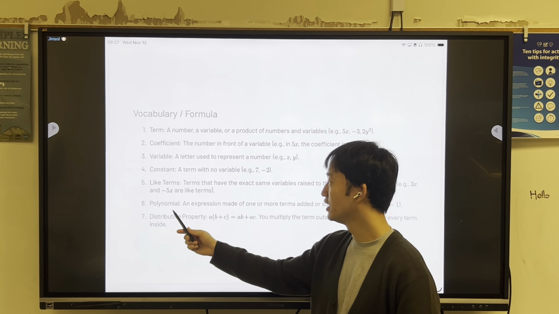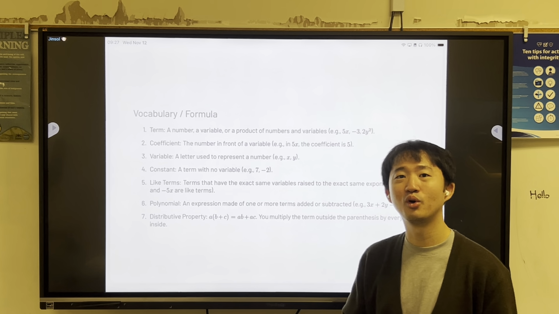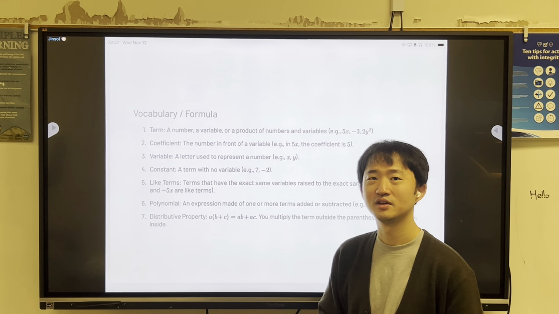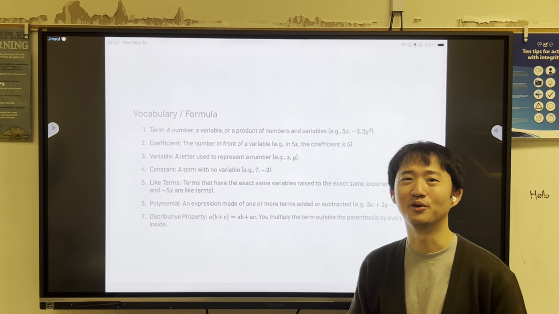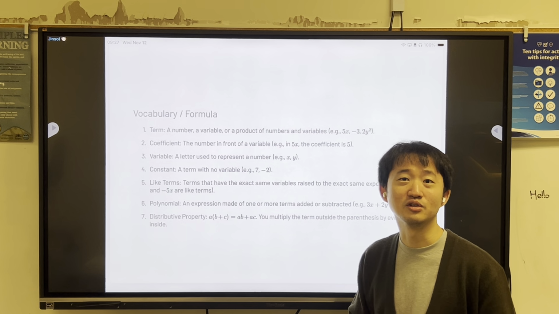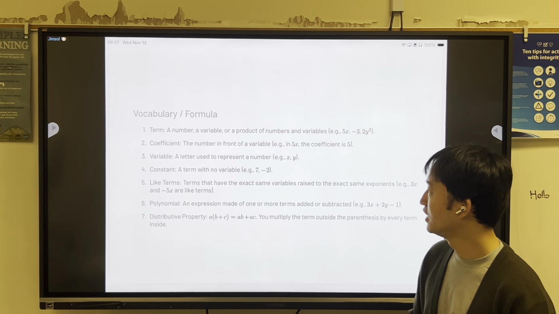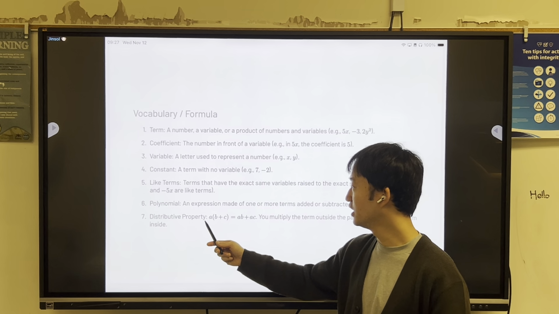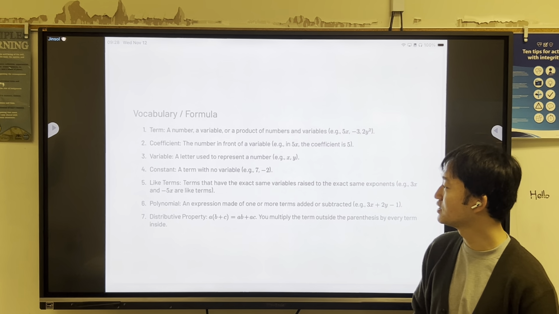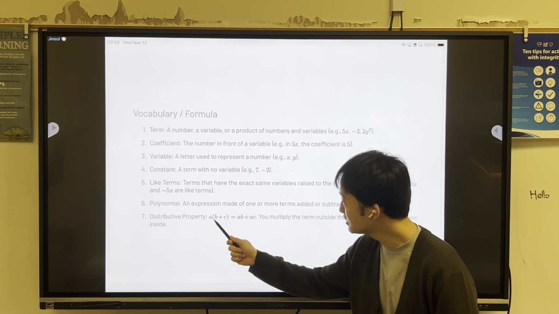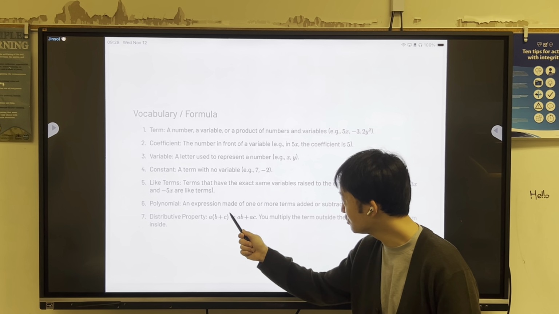A polynomial is an expression that is composed of multiple terms. Well, it's poly, so it could be one as well. So a monomial is technically a polynomial too, but it can be 2 or 3 or 4 terms. And of course, for the distributive property, we use the formula a bracket b plus c bracket equals ab plus ac. So you notice that a is multiplied to b and a is multiplied to c.